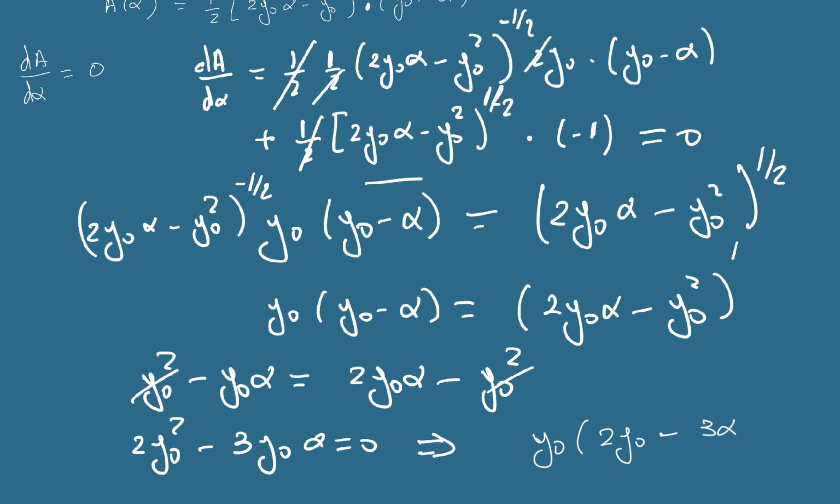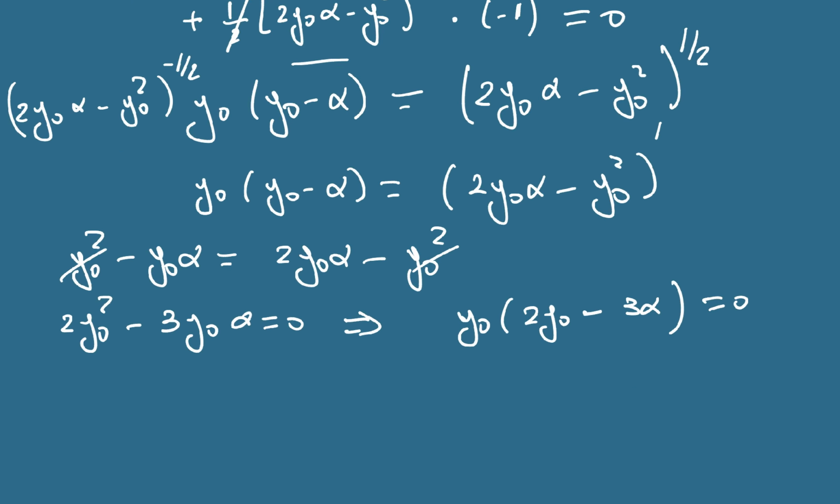Let's go: 3 times alpha multiplied by y0 equals 0. For this to be 0, you need y0 to be 0, which is not realistic, because the paper cannot have a 0 area. So the solution is here. The solution is not when y0 is 0, but when the second factor is 0, which is 2y0 minus 3 alpha equals 0.